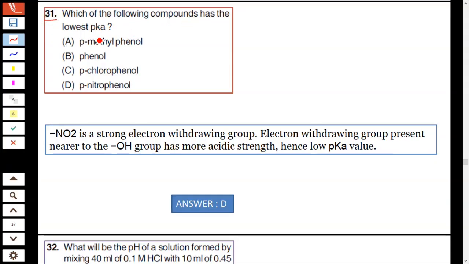Question number 31. Which of the following compounds has the lowest pKa value? Here, 4 options were given. First one, para-methyl phenol. This is a para-methyl phenol. Second one is phenol.